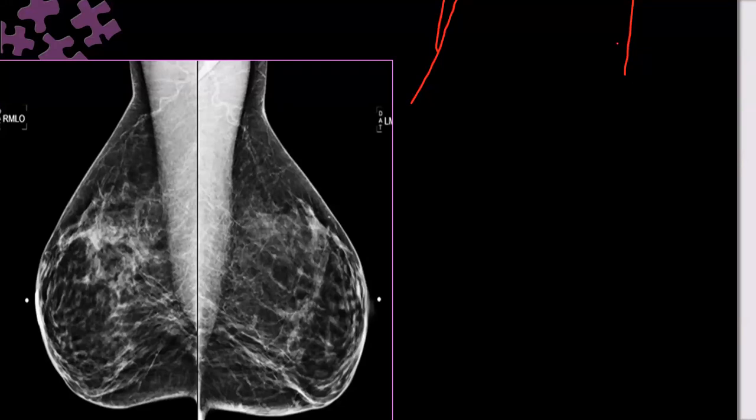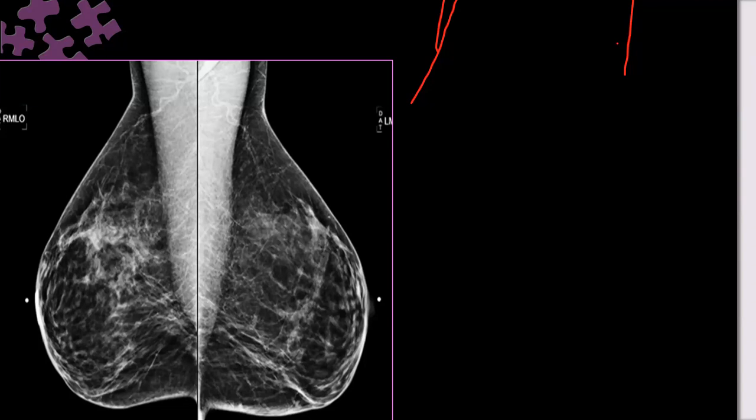The pectoralis is optimum on the mediolateral oblique, but the retromammary fat is not. Are you sure? Are you sure? This way is contraction. Excellent.